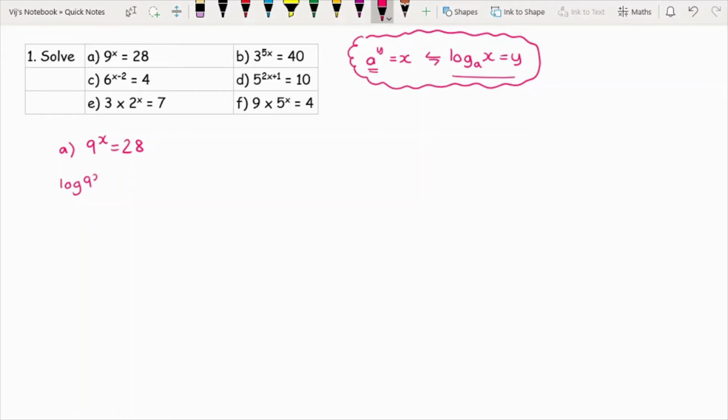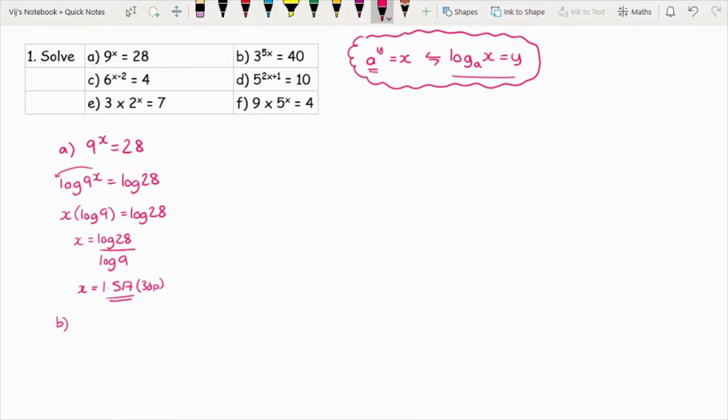So it's going to be log of 9 to the power x equals log 28. Now if you think back, when we've got a power, I can move that to the front, so it gives me x, and I'm just going to put this in brackets, log 9 equals log 28. And whenever we're solving the equation, we always want to make x the subject, so I take the log 9 over to the other side, so I get log 28 over log 9, which gives me an answer, to 3 decimal places, of 1.517 to 3 dp.